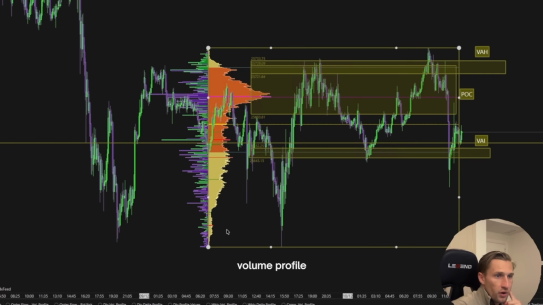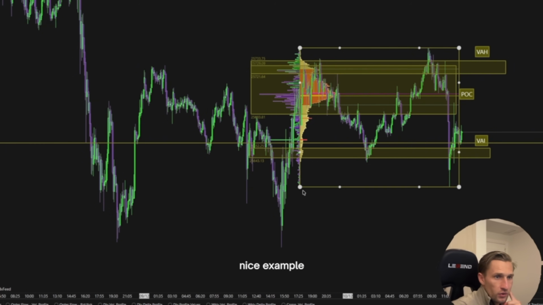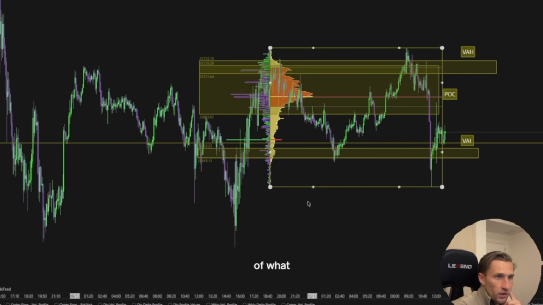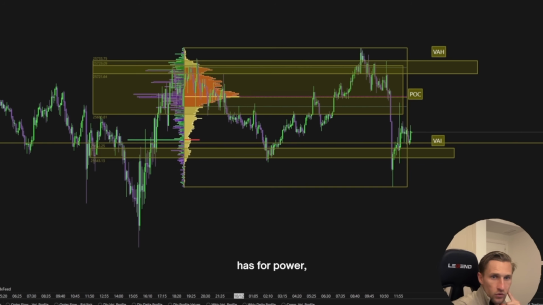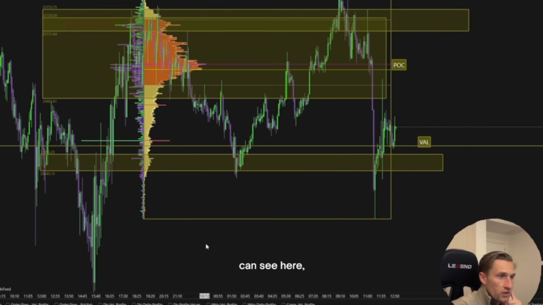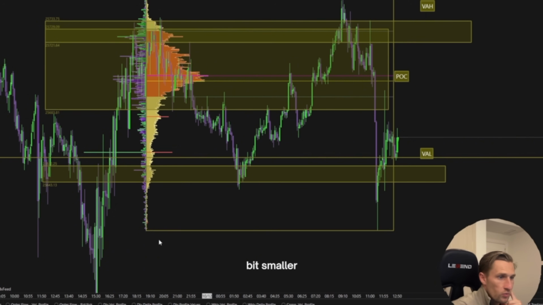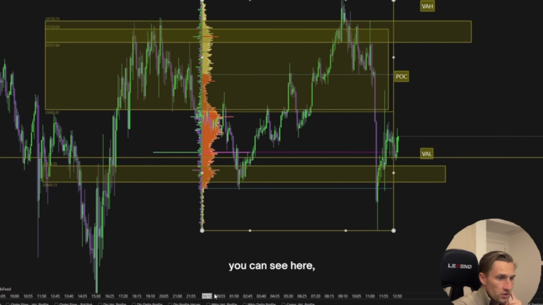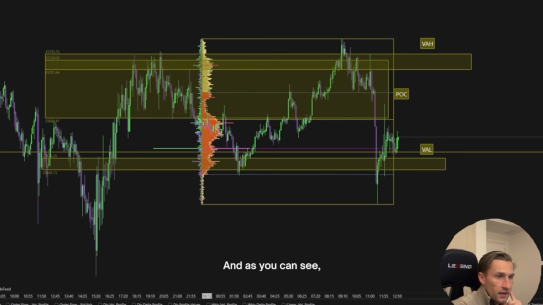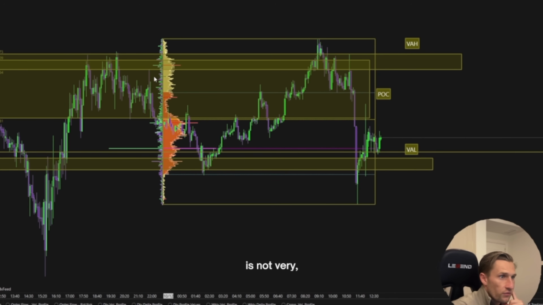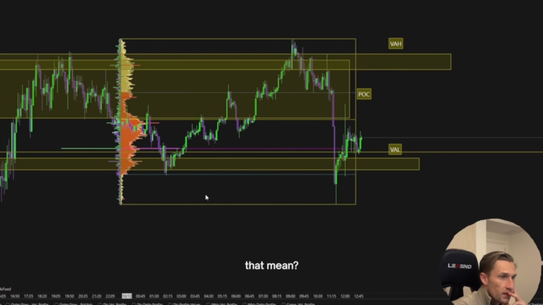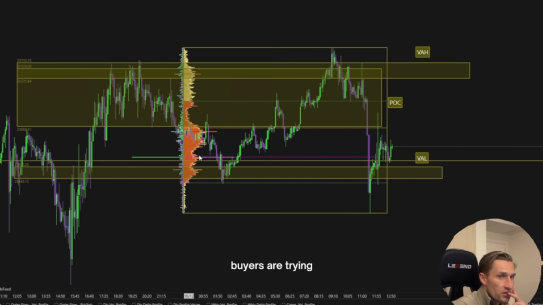Let's make this volume profile a little bit smaller to give you a nice example of what power the delta has. Because as you can see here, if we make it a little bit smaller and let's just take today. As you can see here, the day started here. And as you can see, the delta is not very big over here. And we have one huge buy delta. So what does that mean?